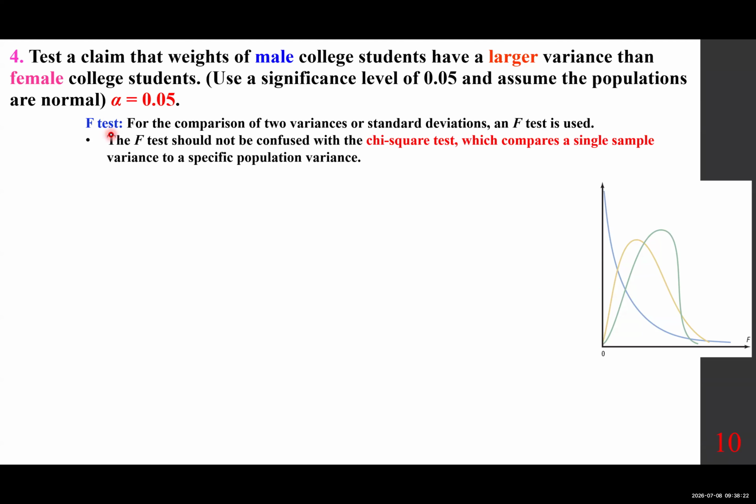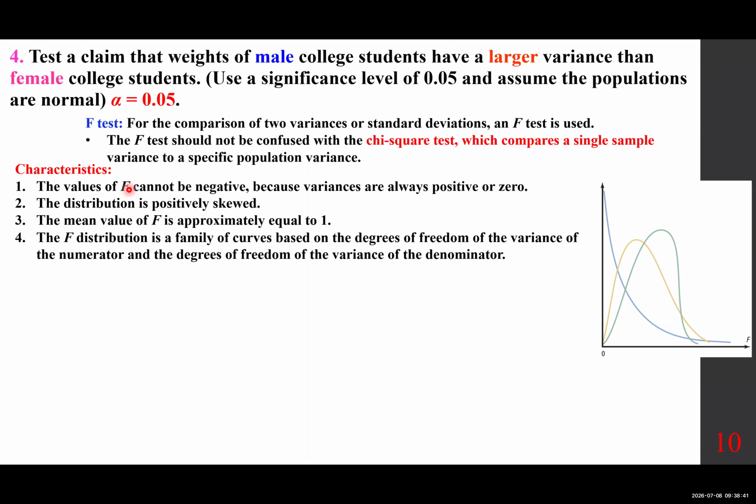For the comparison of two variances or standard deviations, an F test is used. The F test should not be confused with the chi-square test, which compares a single sample variance to a specific population variance.